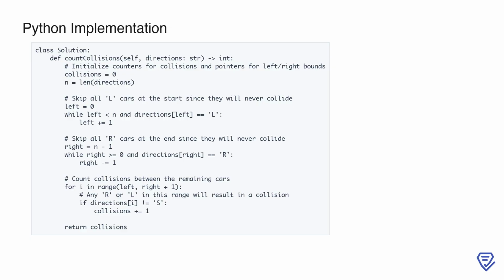First, we initialize the collision counter and determine the bounds of the relevant section of the road where collisions can occur. Any L cars at the start and R cars at the end are ignored since they cannot collide based on their direction. Next, we iterate through the remaining portion of the string, counting every car that is not stationary, S. These R and L cars contribute to collisions. The final count is returned, representing the total number of collisions. This method avoids unnecessary computation and runs in O(n) time, where n is the length of the input string.